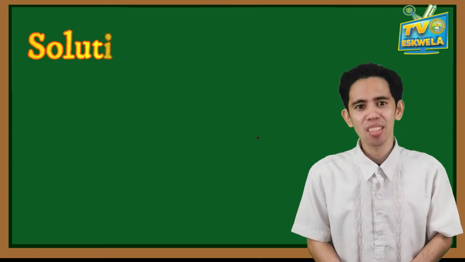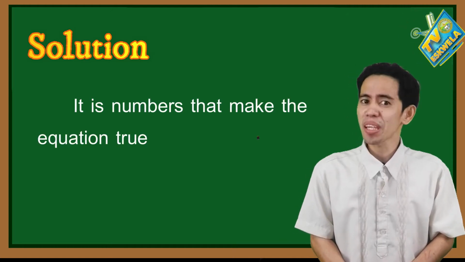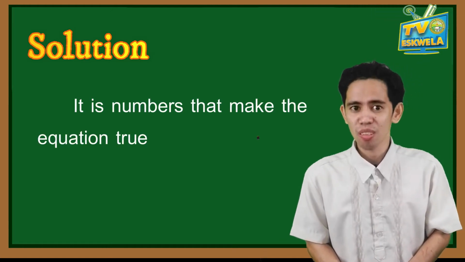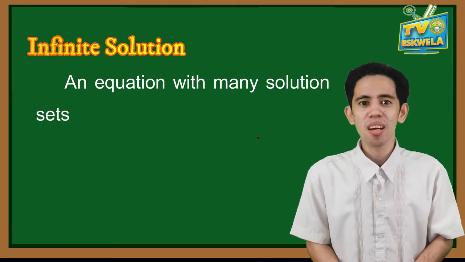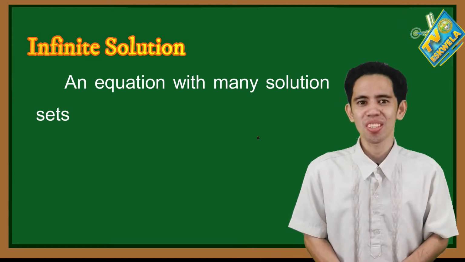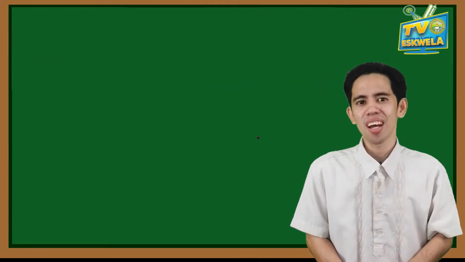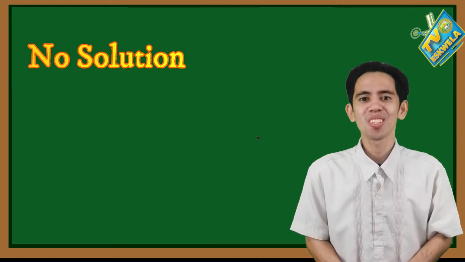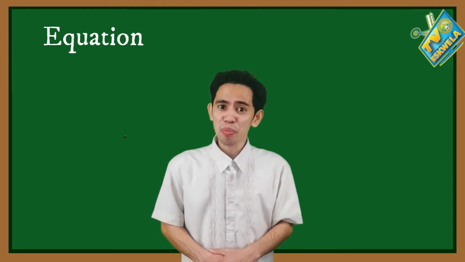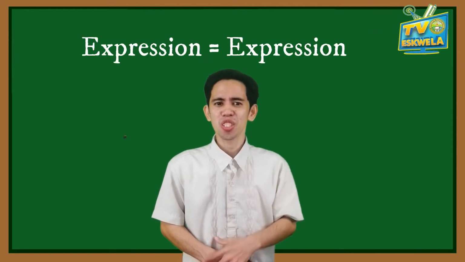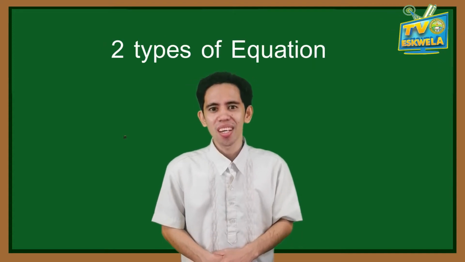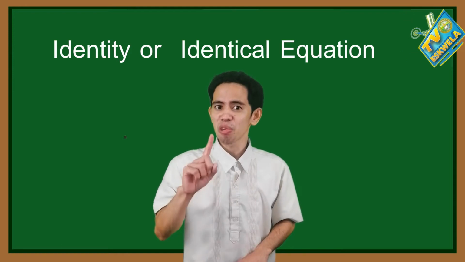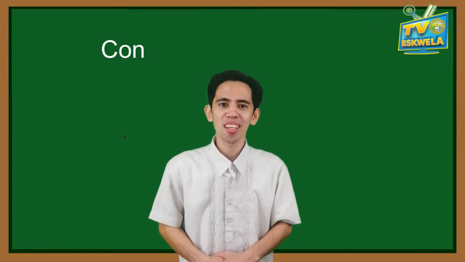And for the solution, it simply means numbers that make the equation true. Then an infinite solution is an equation with many solutions. But if there is no answer, that simply implies that there is no solution. Remember, an equation is a statement that two expressions are equal. It has two types, the identity or identical equation and the conditional equation.